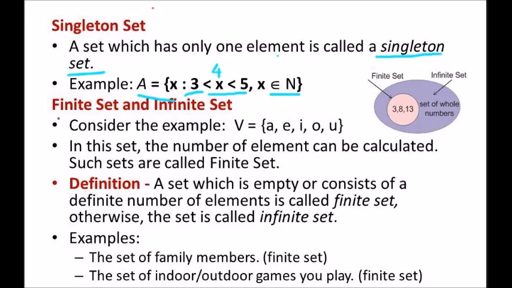Now consider this set V is equal to {a, e, i, o, u}. In this type of sets, we can calculate the total number of elements. Here the total number of elements in set V is 5. Such sets are called finite set. The definition is: a set which is empty or consists of a definite number of elements is called a finite set, otherwise the set is called infinite set.